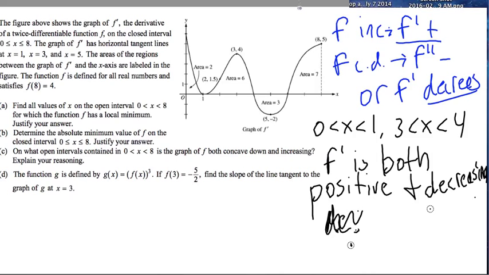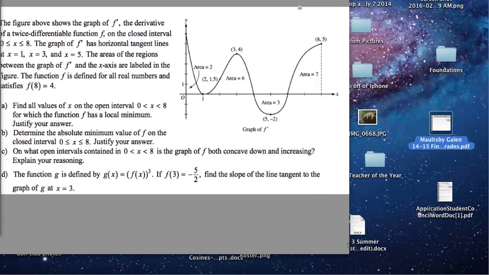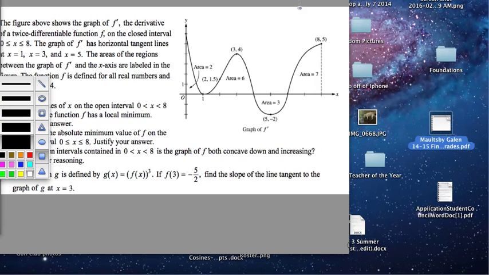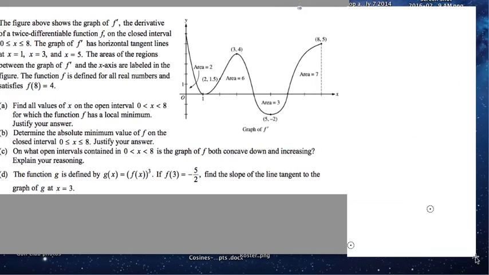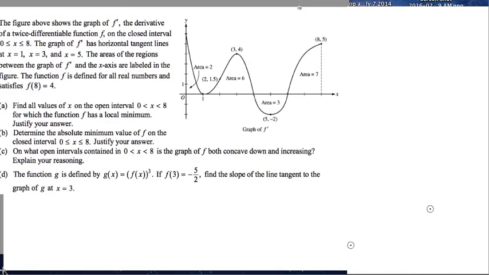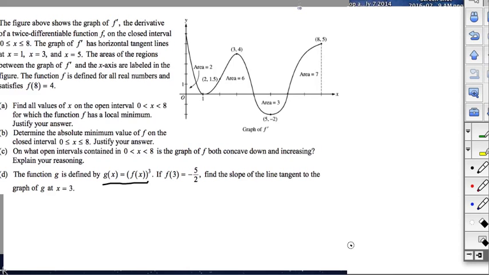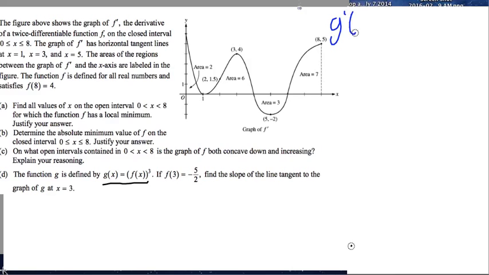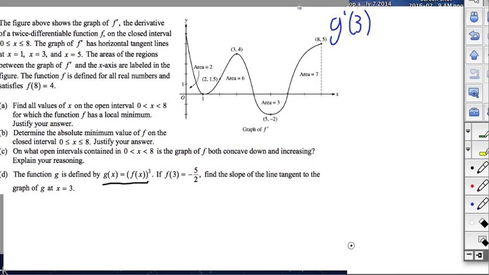All right, the last thing we need to do is D. D is what I call a leap of faith problem. A problem that at first looks a little disorienting, and your first reaction is like, ugh, I don't want to do this. But if you just work through it, it's not really that scary. We're given a function, and we're asked to find the slope of the line tangent to that function at a specific location. So in other words, this question is just asking us to find g prime of 3. Given g of x, find g prime of 3. Don't make it harder than it needs to be.